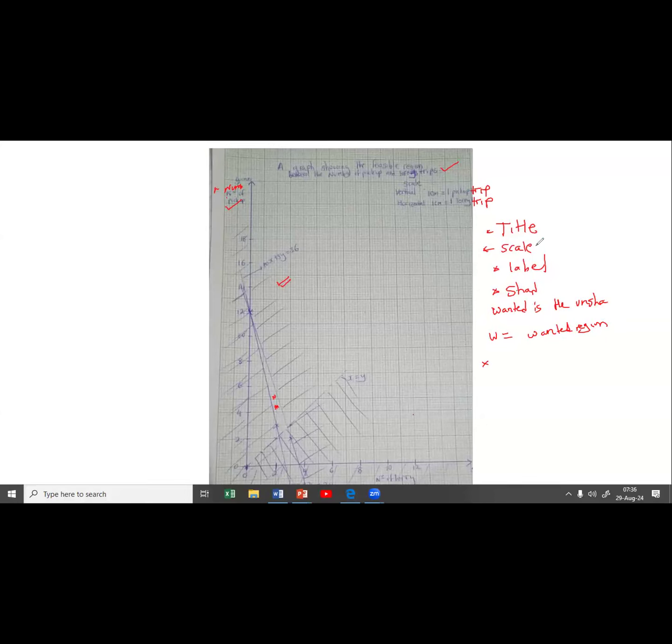Then have the title, have the scale, label, shade very well, or shade the unwanted region. Clearly label your points here. Put equations. Have good starting points. Some of you at times have hanging graphs without a good starting point. Have the starting points, clearly demarcate, and have your arrows well. Avoid sloppy arrows. Have a clear arrow that will make your work very nice. So that's how you will score.